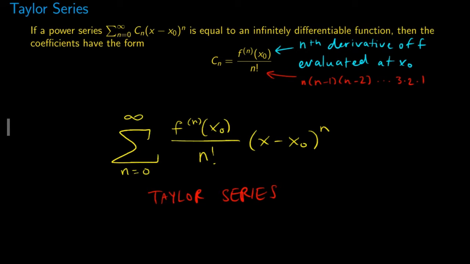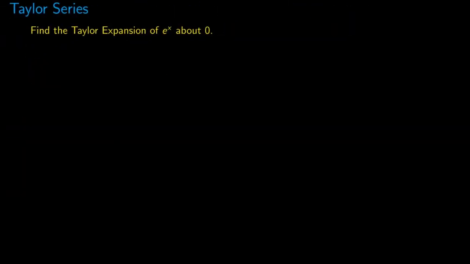So let's get a little bit of practice so we can see how we form these expansions. So we're going to find the Taylor expansion of the function e to the x about 0. So we are looking for a series with this pattern. So on the series from n equals 0 to infinity, the nth derivative of e to the x we're going to evaluate at 0. So this 0 is x naught over n factorial on x minus 0 to the n.